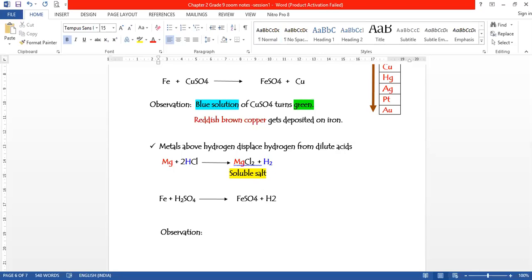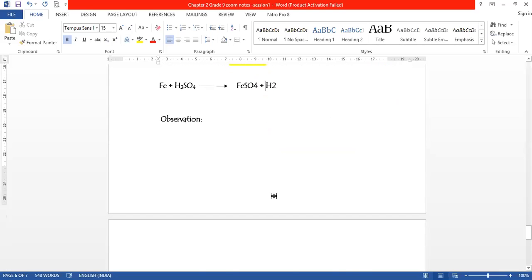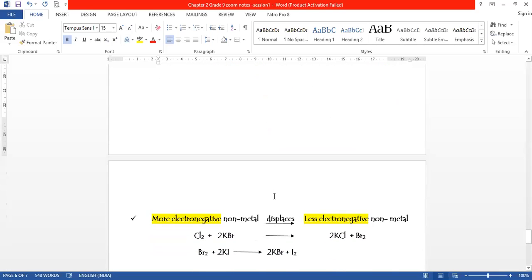Or you can write the color of the solution. FeSO4, we already studied. The color of the solution is green. So we will write the observation that a green colored solution is formed, which is FeSO4. You can also write effervescence is seen or production of bubbles. Okay, so you can write these as the observation for this reaction.